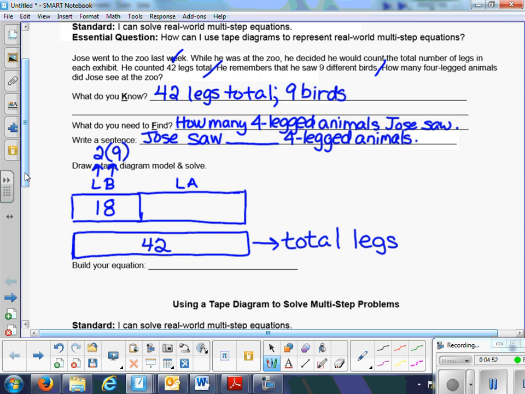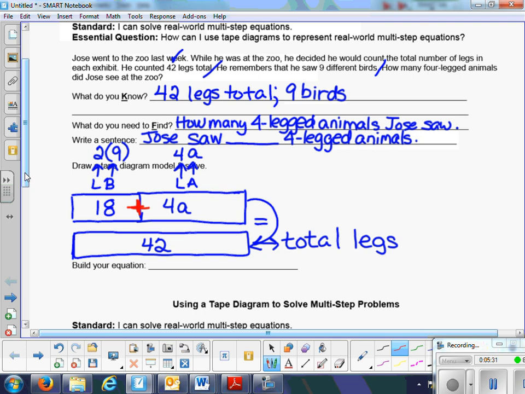So now I'm left with just the legs of my animals. Well, I know that they were four-legged animals. I'm trying to find out how many animals there were. So I'm going to use A for my variable. That means that in this other part of my box, I'm going to write 4A. So I know that the top bar and the bottom bar have the same total. That means that 18 plus 4A is going to be equal to 42.